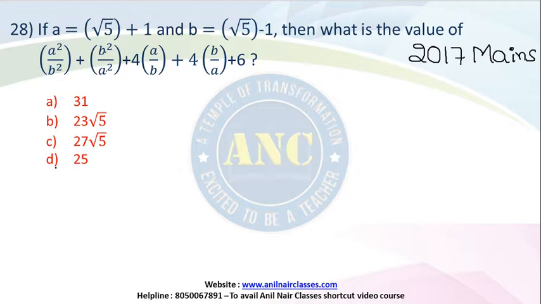Now first of all, can I say that a square by b square is one term, b square by a square is another term, 4 into a by b is the third term, 4 into b by a is the fourth term, 6 is nothing but the fifth term. That means the given question has 5 different terms, and you are asked to add all those 5 different terms.